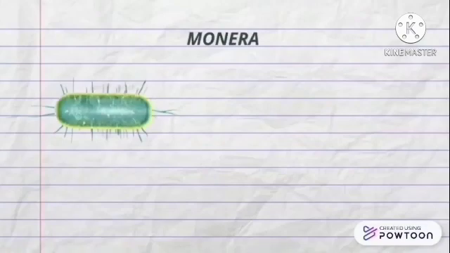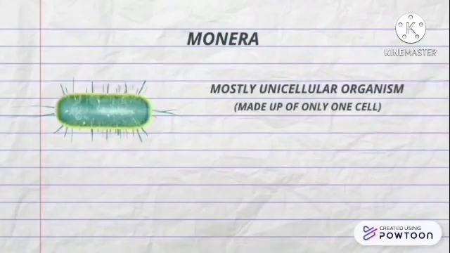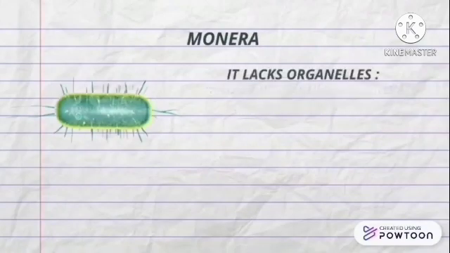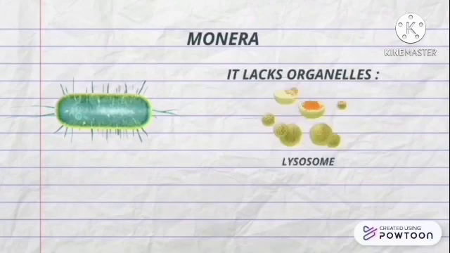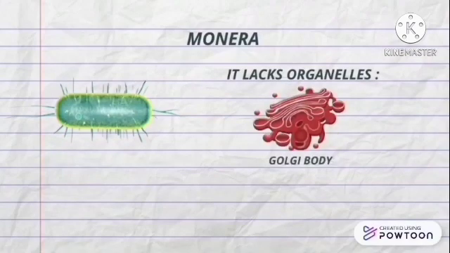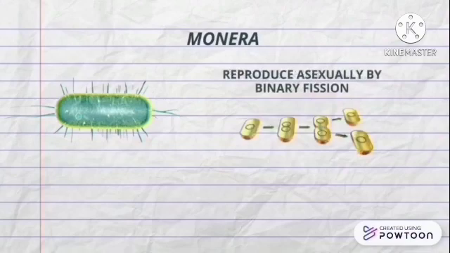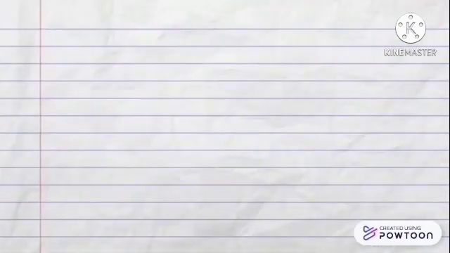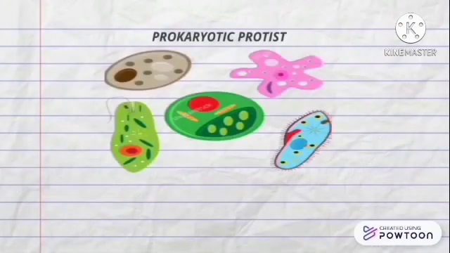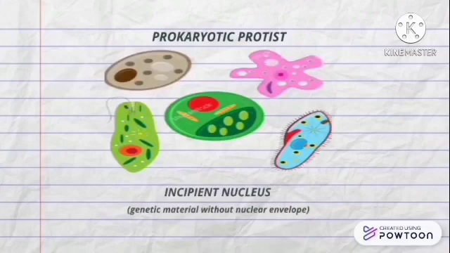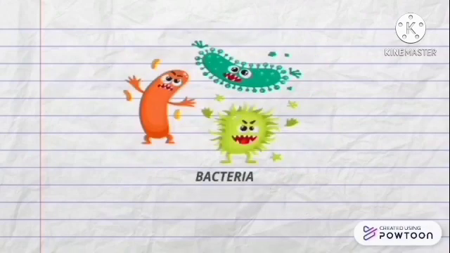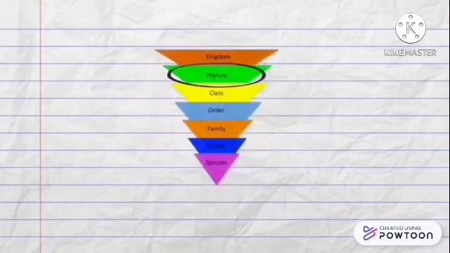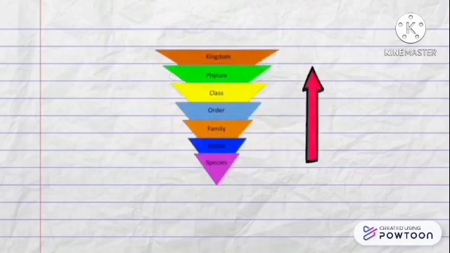Most Monerans are unicellular organisms. Their cell structure lacks organelles like mitochondria, lysosomes, Golgi bodies, etc. They reproduce asexually by binary fission. This kingdom accommodated all the prokaryotic protists with incipient nucleus, like bacteria. Monera was first proposed as a phylum, then elevated to the kingdom as it is known today.